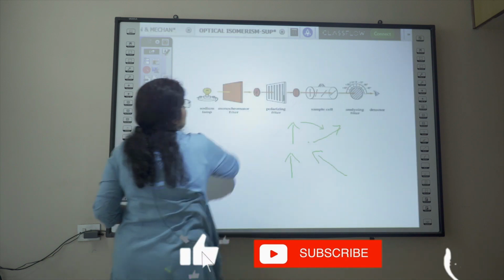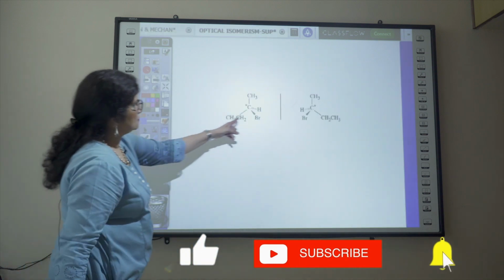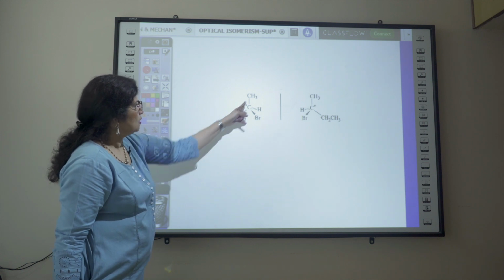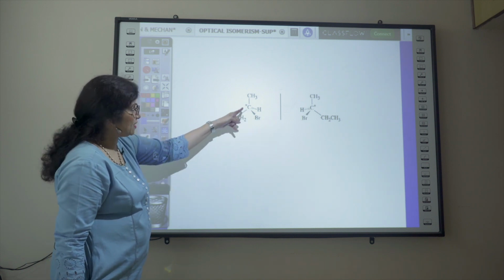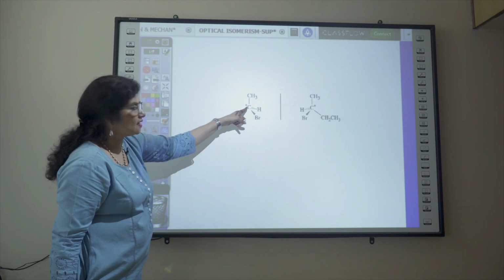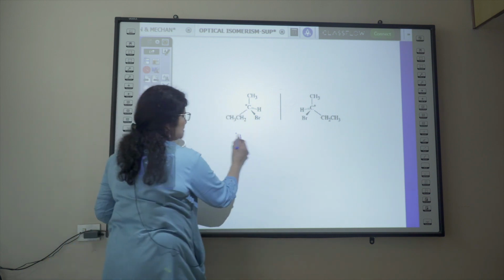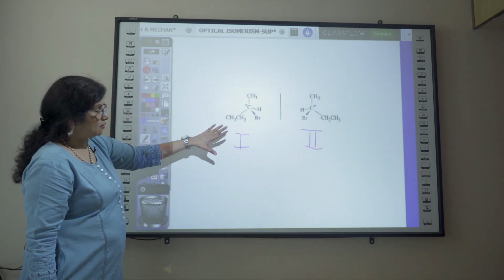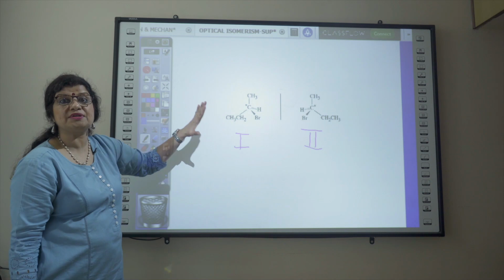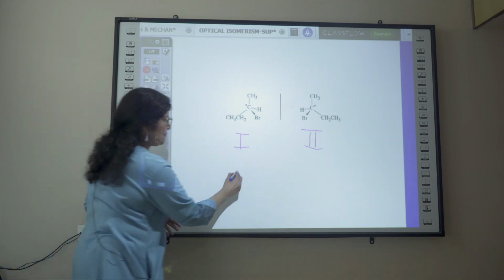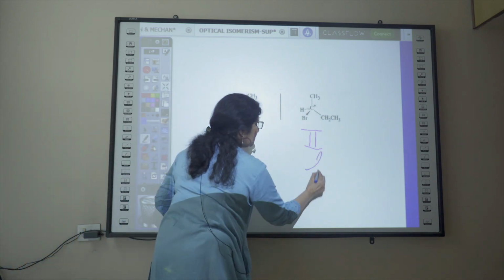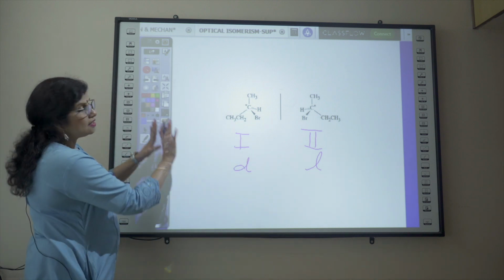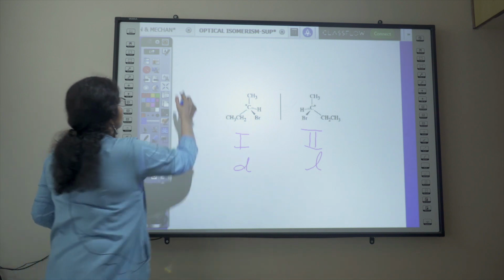Let's have a look at this. These two are examples. 2-bromobutane. This is the chiral carbon. So these are the two structures, structure 1 and structure 2. And they differ from one another in their optical activity. If any one of them is dextrorotatory, the other will be levorotatory or vice versa. So that is about the representation of enantiomers.